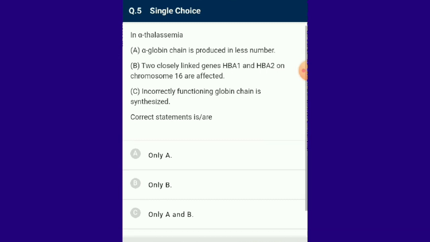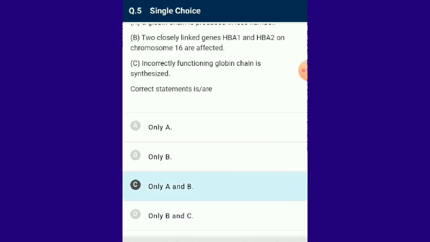So the answer for this question is option C. Statements A and B are correctly given. A, alpha globin chain is produced in lesser number, and B, incorrectly functioning globin chain is synthesized. So about alpha thalassemia, statements A and B are correct.